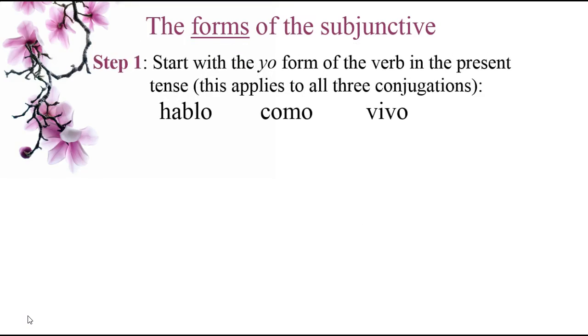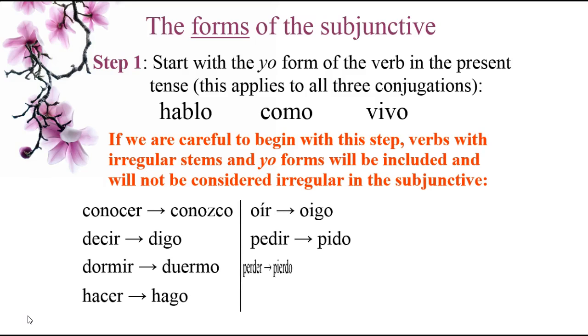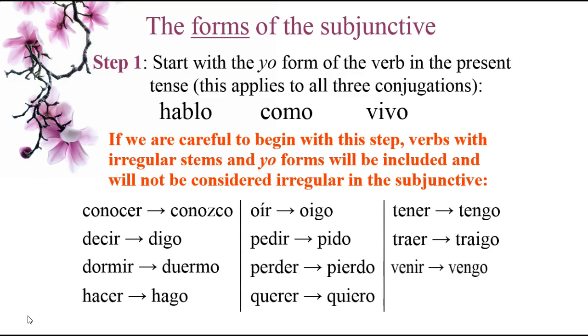Start with the yo form of the verb, and if we're careful to begin with this step, verbs with irregular yo forms will be included and will not be considered irregular in the subjunctive. We'll see verbs like conocer, conozco, decir, digo, all those irregular verbs that we learn in the indicative.